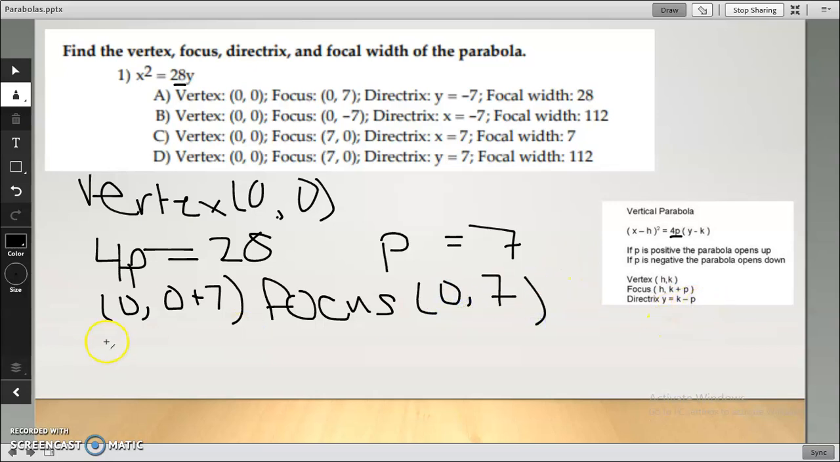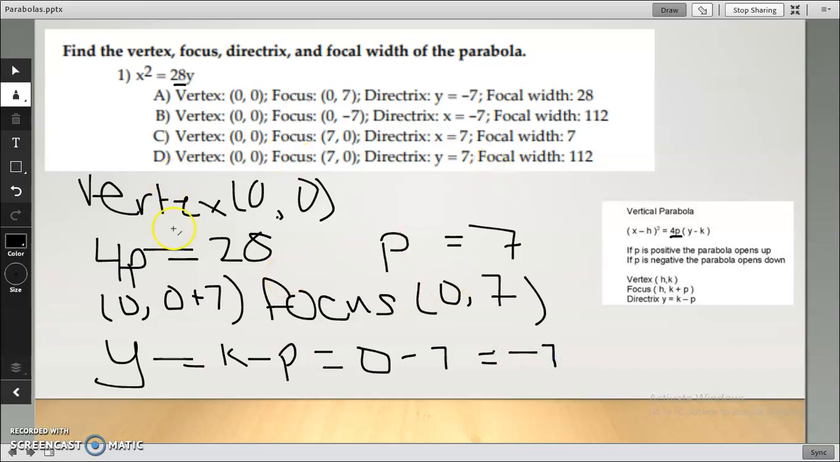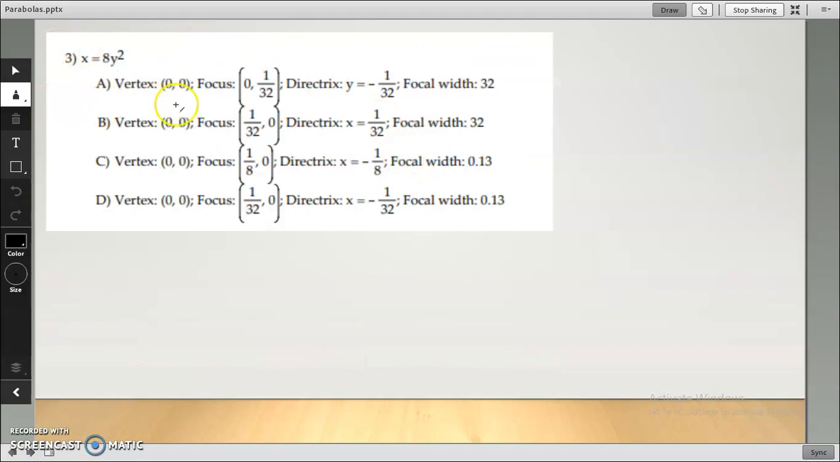The directrix is y equals k minus p, and I plug in what I have. My k is 0, my p is 7, so that's -7. And then the focal width, we've already talked about, is just that a value that we have here. So that would be the 28. So that means A is the correct answer. All right, let's try another one. We're finding all the same things.